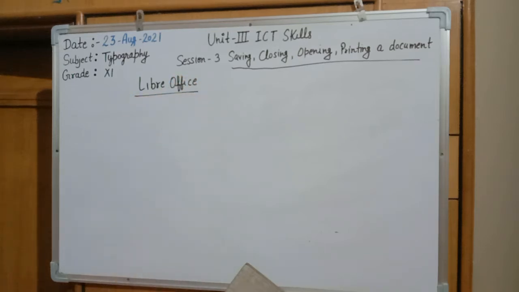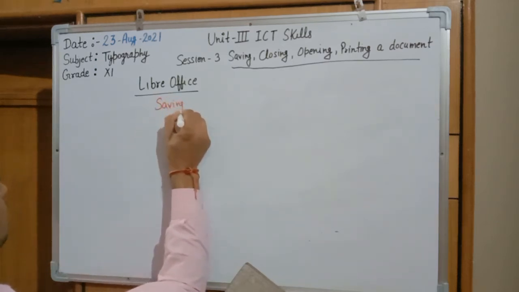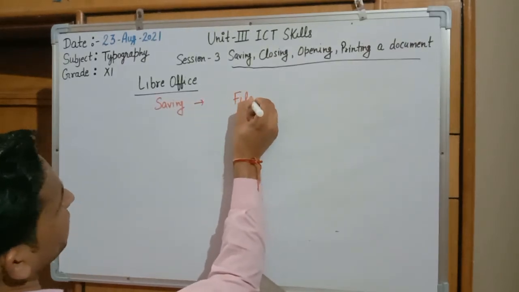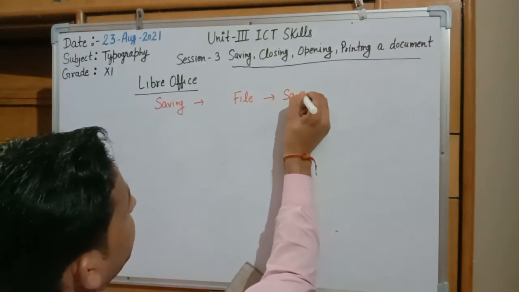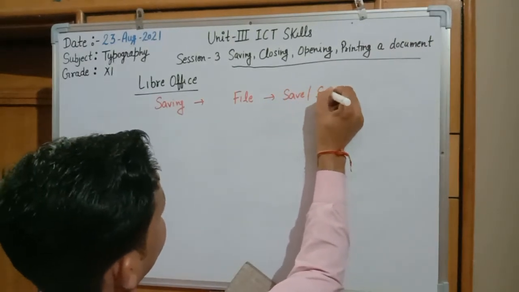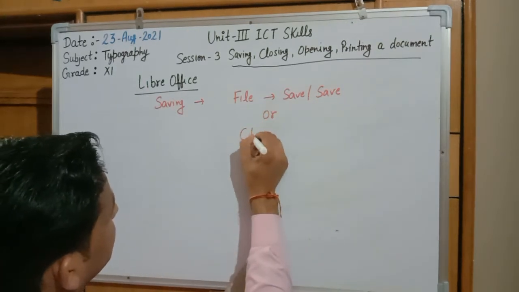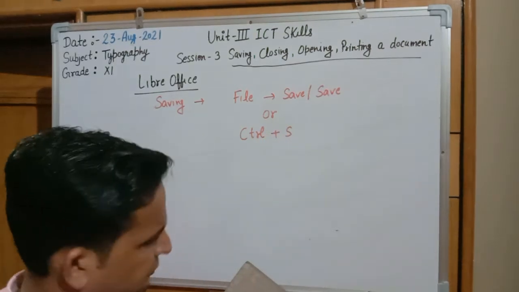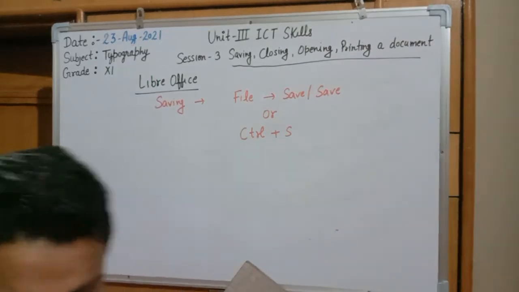It means how to save a document in LibreOffice software, how to do the saving. For performing the saving operation, the first step is to click on the file option, then select the option save or save as. Or the second method is to press Control plus S. So this is the option to save a document.